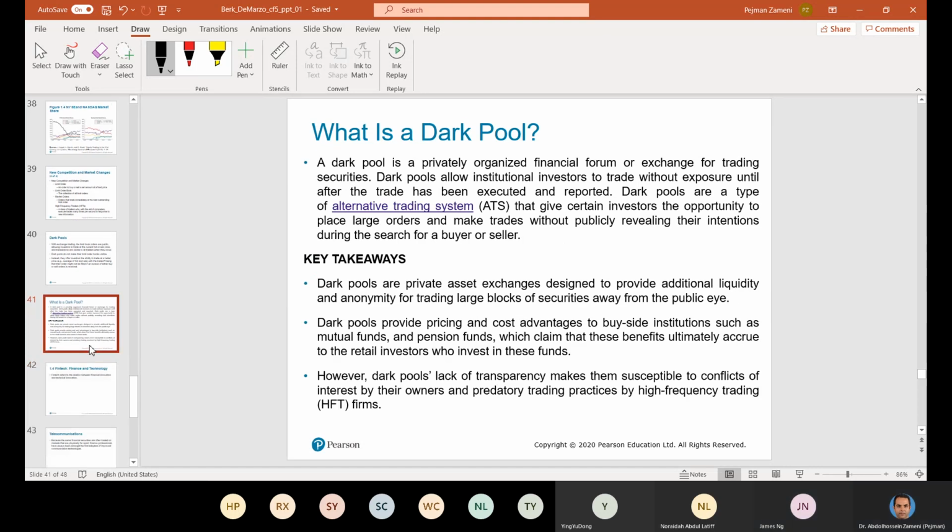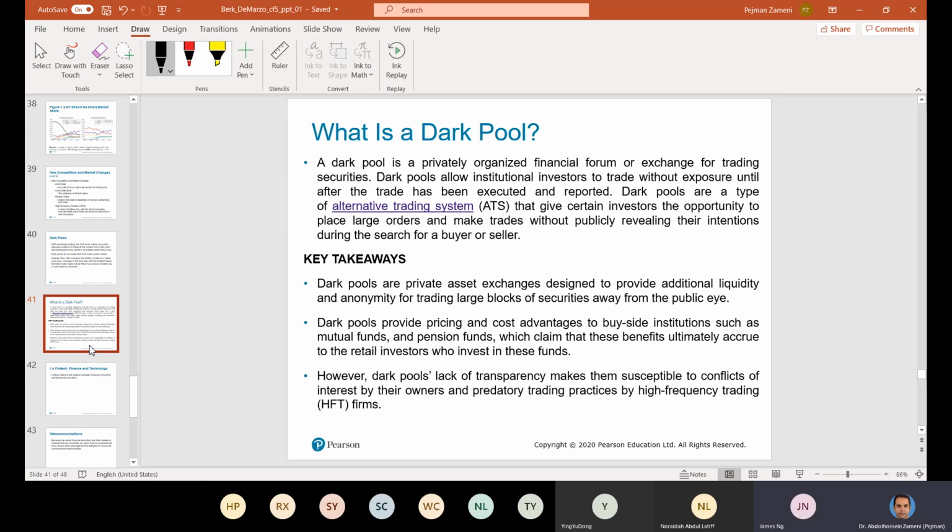Okay, what is a dark pool? A dark pool is a privately organized financial forum or exchange for trading securities. Dark pools allow institutional investors to trade without exposure until after the trade has been executed and reported. Dark pools are a type of alternative trading system that gives certain investors the opportunity to place large orders and make trades without publicly revealing their intentions during the search for a buyer or seller.